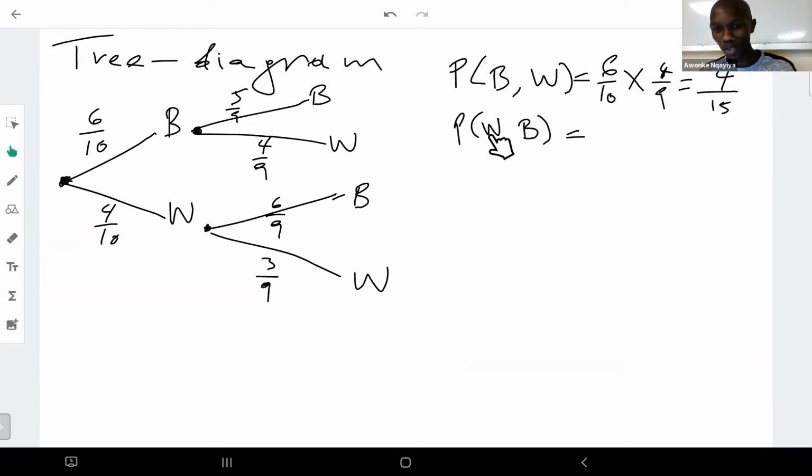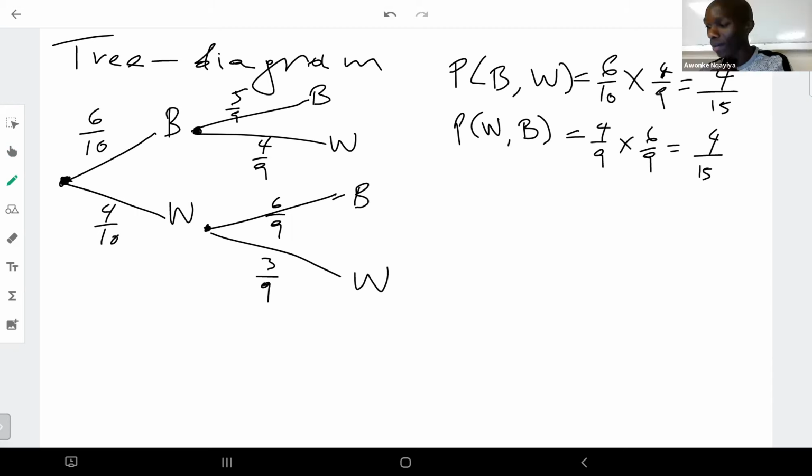The first ball has to be white, so you go at the beginning of the branch. The first ball is white, which is 4/9, multiplied by another ball. The second ball has to be black, so you take that upper branch, which is 6/9. And then that should give you 4/15 as well.